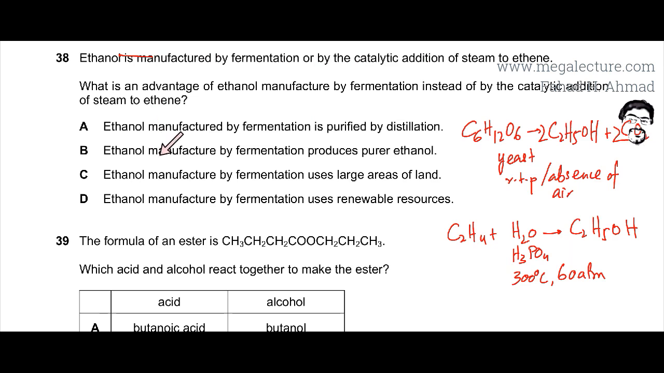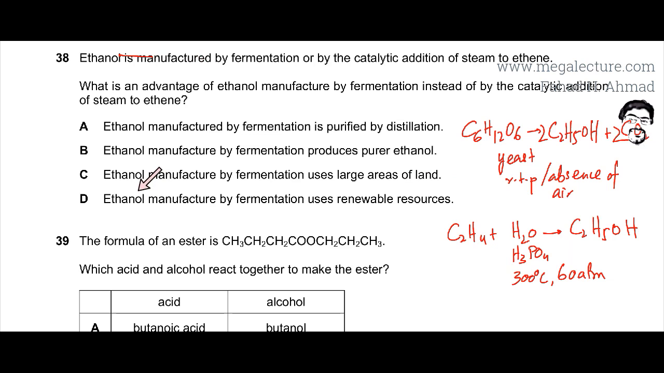The second one, ethanol manufactured by fermentation produces pure ethanol. It definitely doesn't produce pure ethanol. I just told you that as soon as ethanol is produced, it kills off the yeast, so the reaction stops. So the percentage of ethanol in this mixture is not going to be very high. The third one is ethanol manufactured by fermentation uses large areas of land. You can store them in cellars, etc. So I don't think you need very large areas. And even if you do need large areas, that is not going to be an advantage. It's going to be a disadvantage.